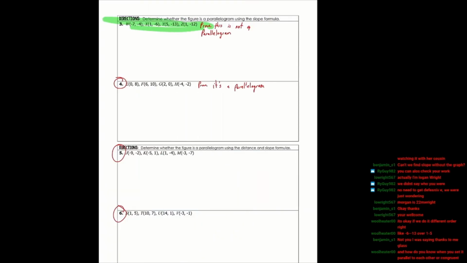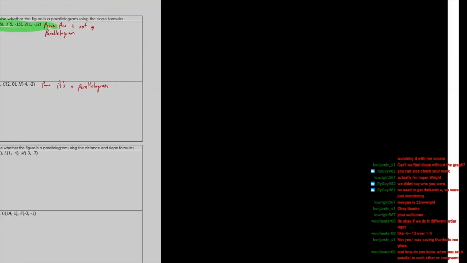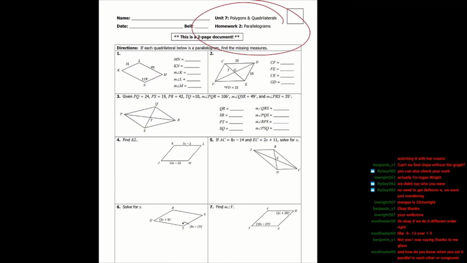But as far as this packet goes, we've done 3, we've done 4. I'm not going to do 5 or 6 with us unless you guys feel relatively comfortable with this so far. Like I said, we're going to do plenty more of this once we do the other parallelograms. There is a homework page. Again, it's not required. You can just do it for practice.